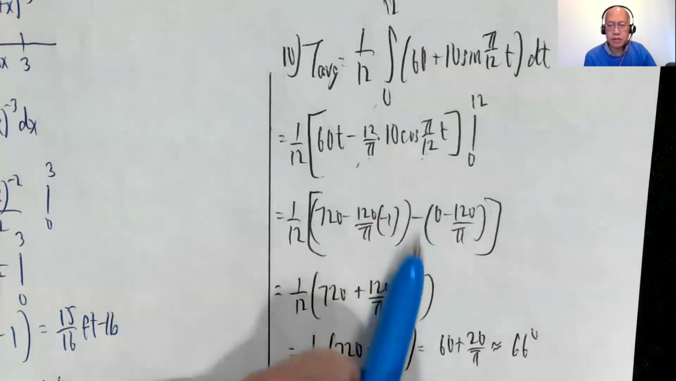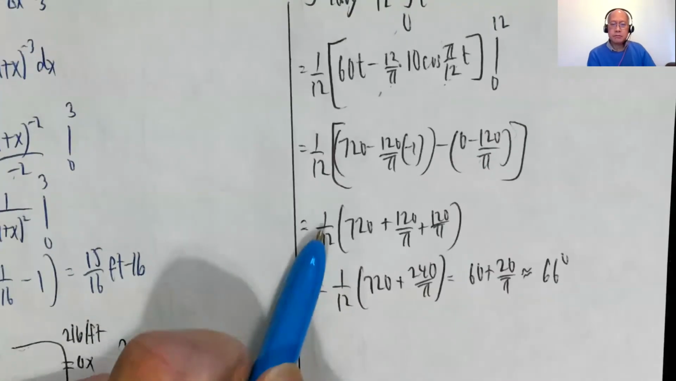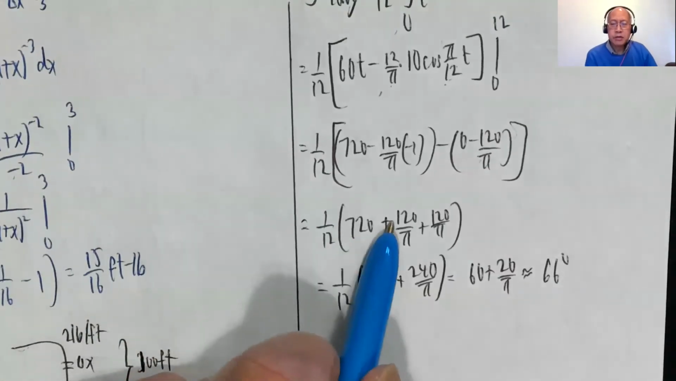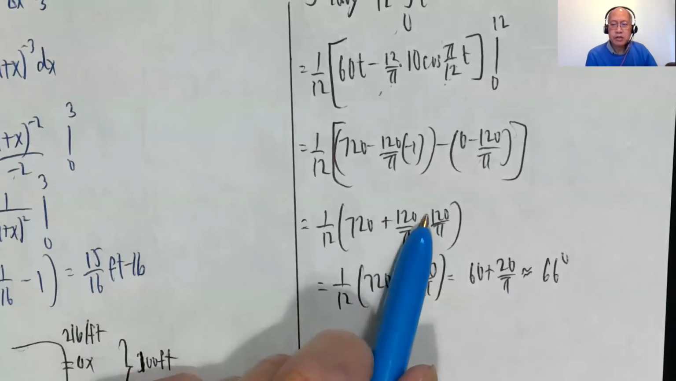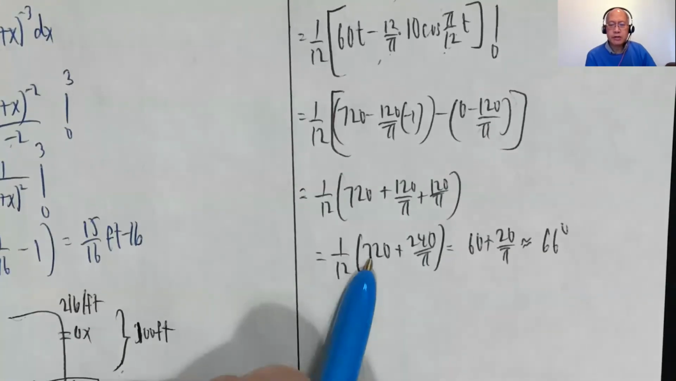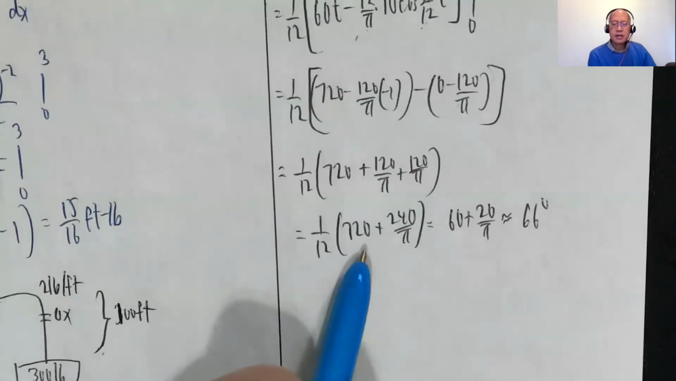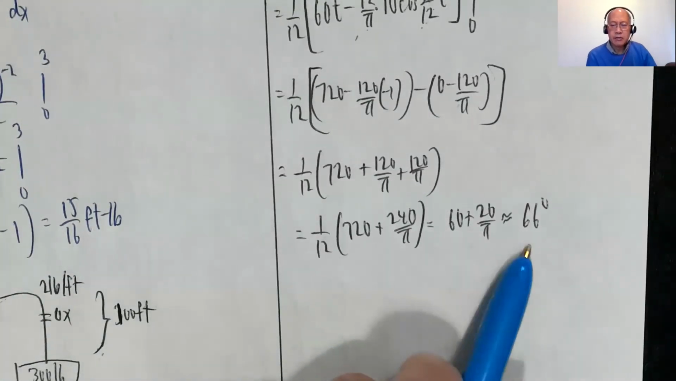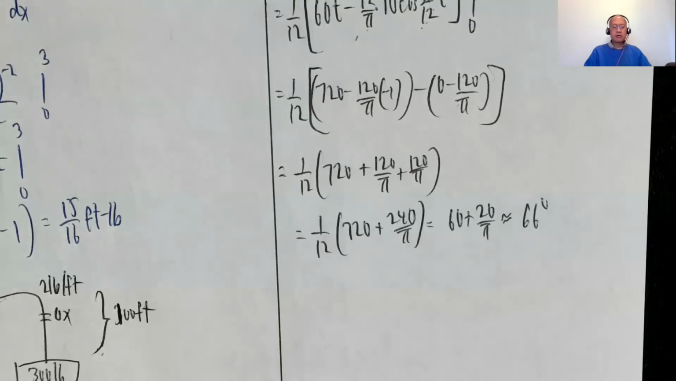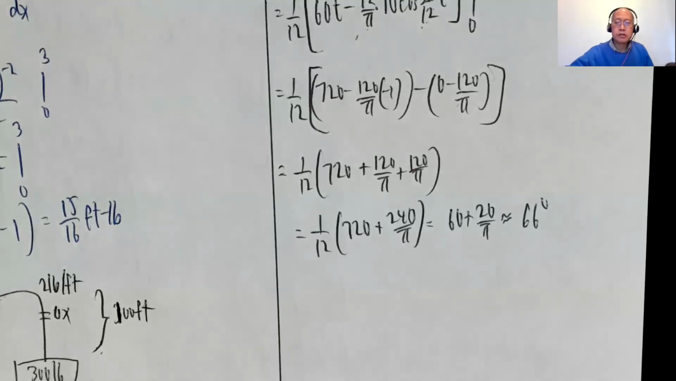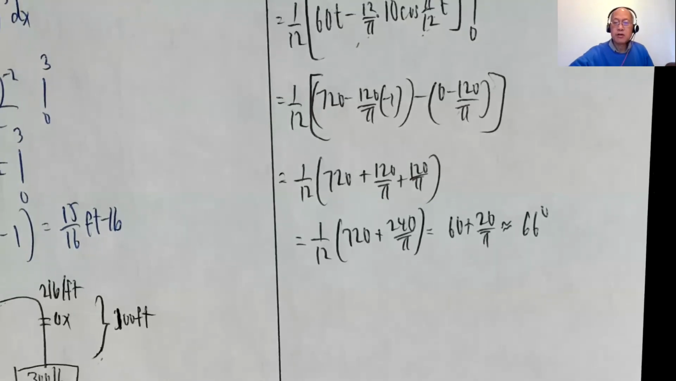times cosine of 0, which is 1. So I have 1 over 12 of 720 plus 120 over pi plus 120 over pi, 1/12 of 720 plus 240 over pi. So 60 plus 20 over pi, which comes out to be roughly 66 degrees. All right, so these are solutions to exam 1 for Calc 2.